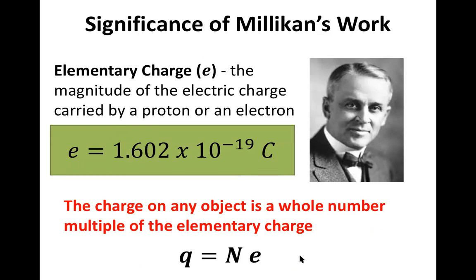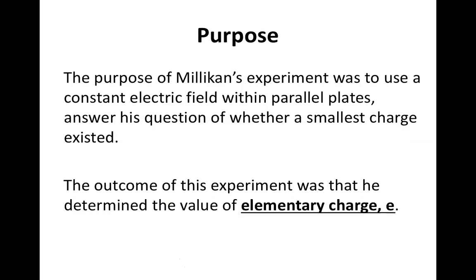And this is all where it comes from. So another way of saying it is that it's quantized. So the charge on an object, out of the possible charges, we'll look at some sample numbers in a few slides. So the purpose of Millikan's experiment was to answer that question using a constant electric field within parallel plates. And then the outcome of the experiment was that he determined what that smallest charge was, and it is called the elementary charge, or e.